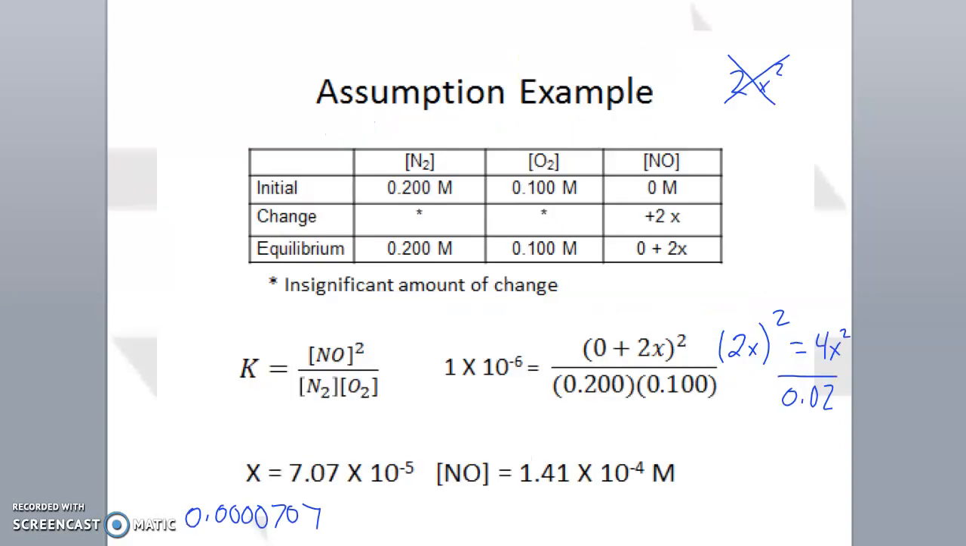Solving for x gives us 7.07 times 10 to the negative 5. Hopefully you can follow my math. Now let's analyze this result. If x is 0.0000707, and we subtracted this from the initial concentration, so 0.200 minus 0.0000707, we would get 0.1999293. Report this to three significant figures, and we have 0.200 molar. This proves that the change was insignificant for the reactants. Another test we could do, and most likely won't, is solve the problem using the quadratic equation. I'll leave that one up to you.